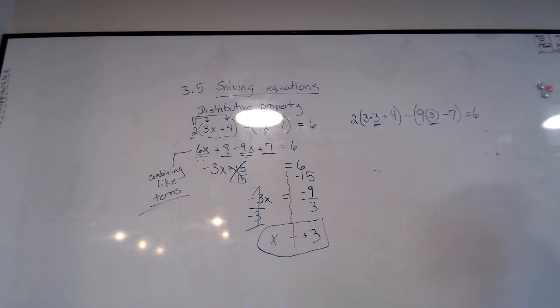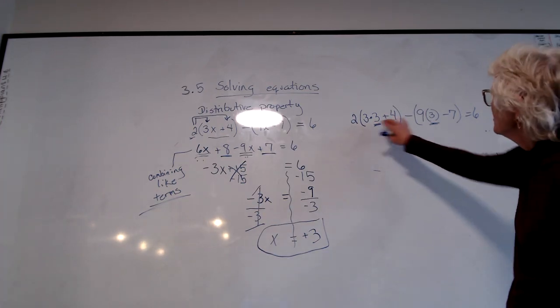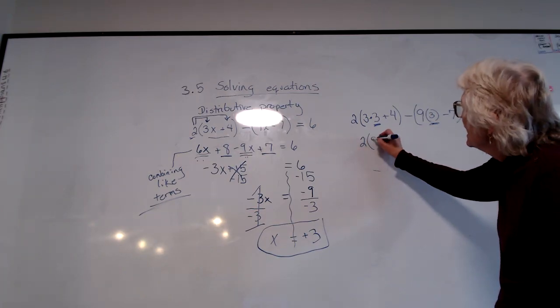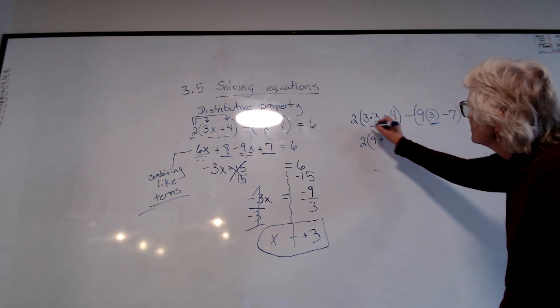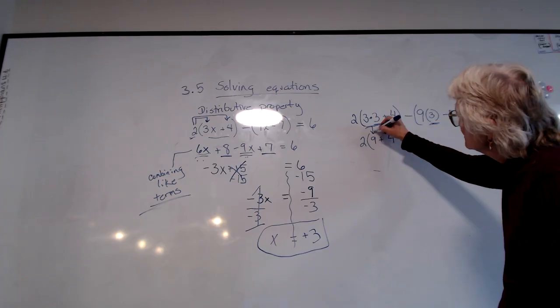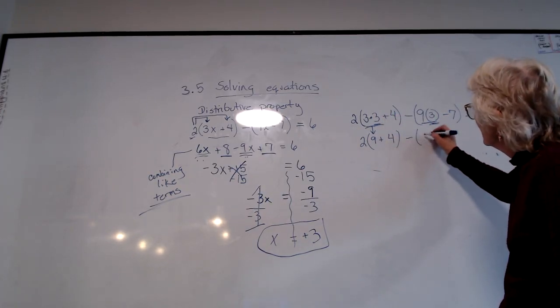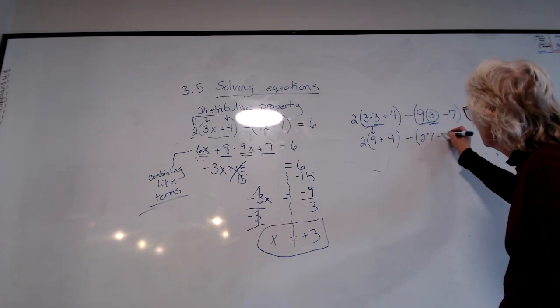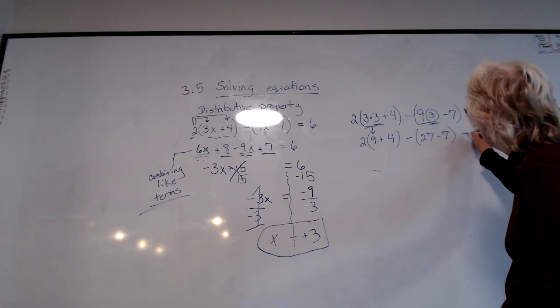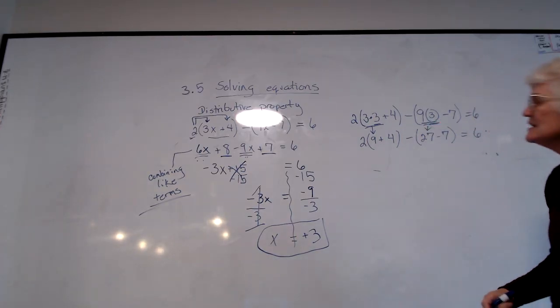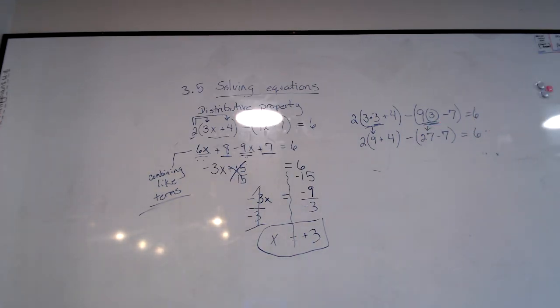Now we follow normal order of operations. So I'm going to do my multiplication inside the parentheses first. So I'm going to get 2 times 9 plus 4, because what I did there was I just multiplied those. Now I'm going to multiply these. 27 minus 7, equals 6. So those two equal that. That's all I did. I just did the multiplication in both sets of parentheses.